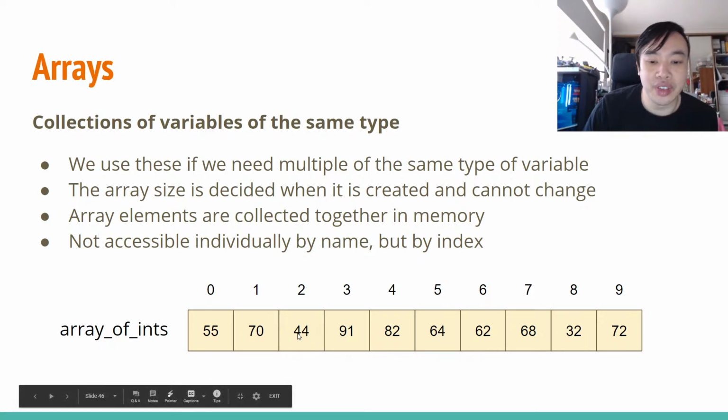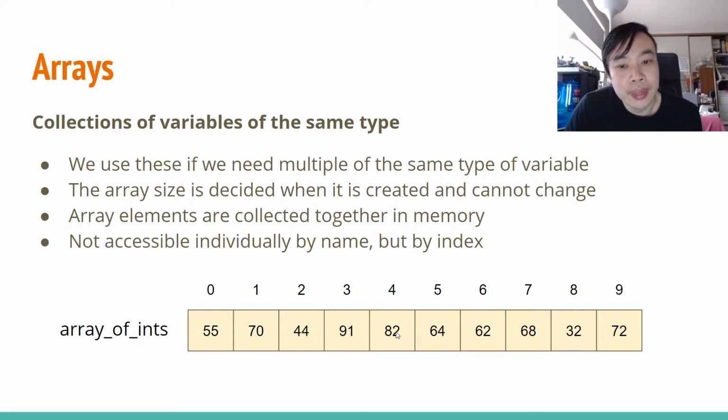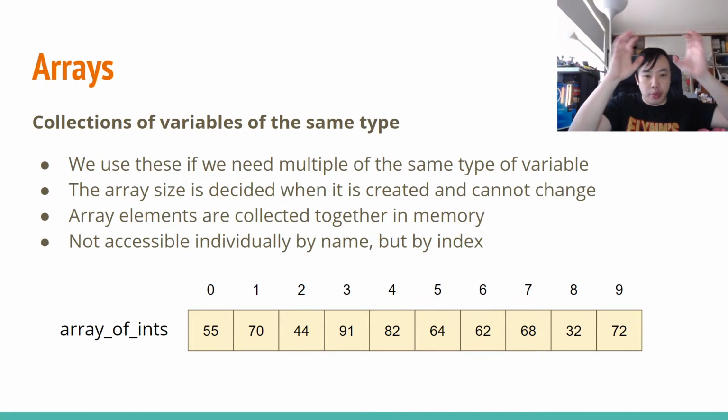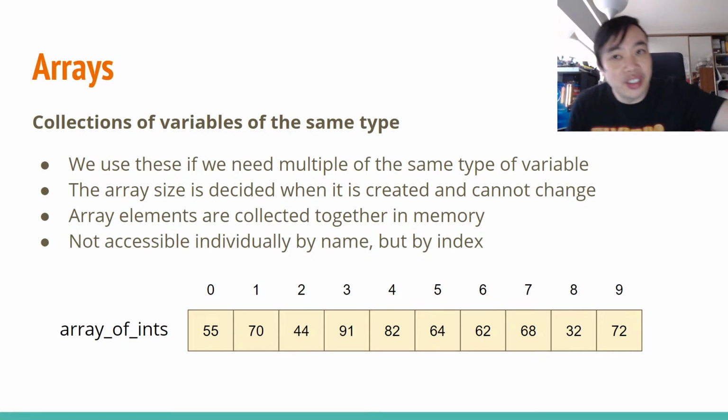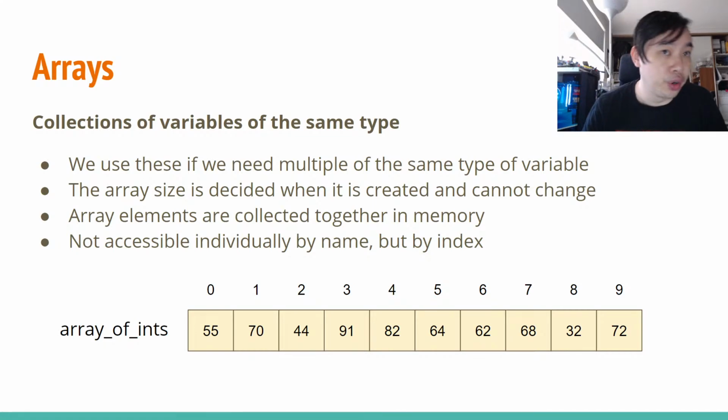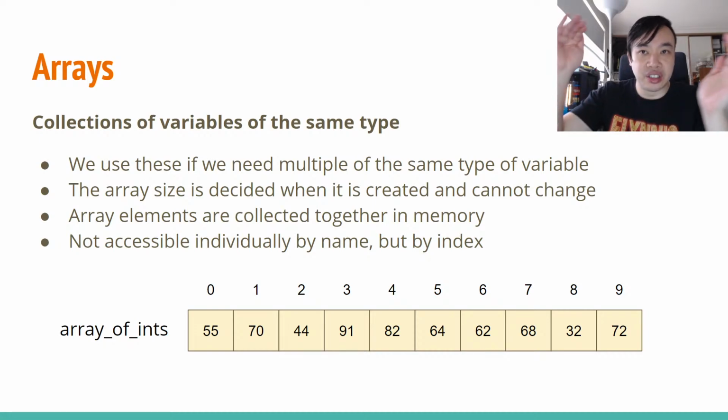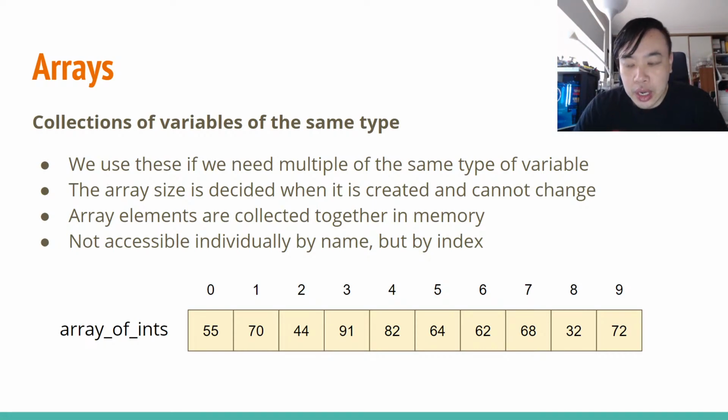So I've got an array of integers here, and it's storing all of these individual integers right next to each other in memory. When we create an array, it's of a fixed length, so basically we'll decide when we compile our code how big our arrays are. Anytime after that, the arrays cannot change in size because they're declared as a chunk of memory.